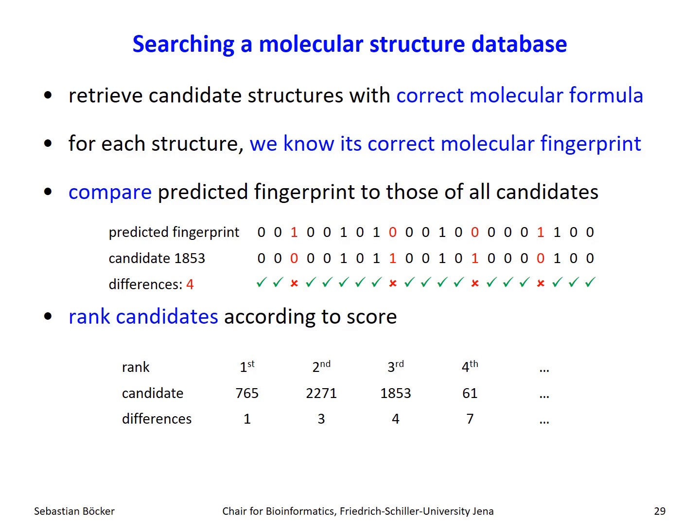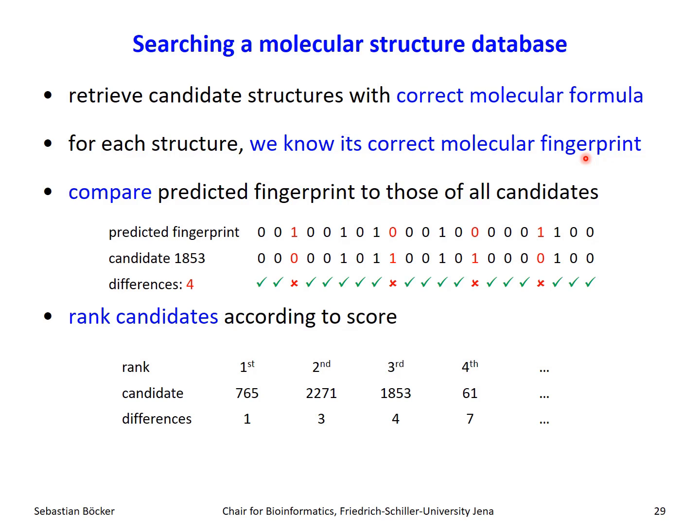So we have a list of candidates. We get them from the database, by exact mass, precursor mass, or by the molecular formula, which we have computed using Sirius. Now, for each candidate structure, we know its molecular fingerprint. This is deterministic. You look into each structure: does it contain a certain substructure, yes or no? And then you put there 0 or 1. There are many software packages out there which can do that for you.